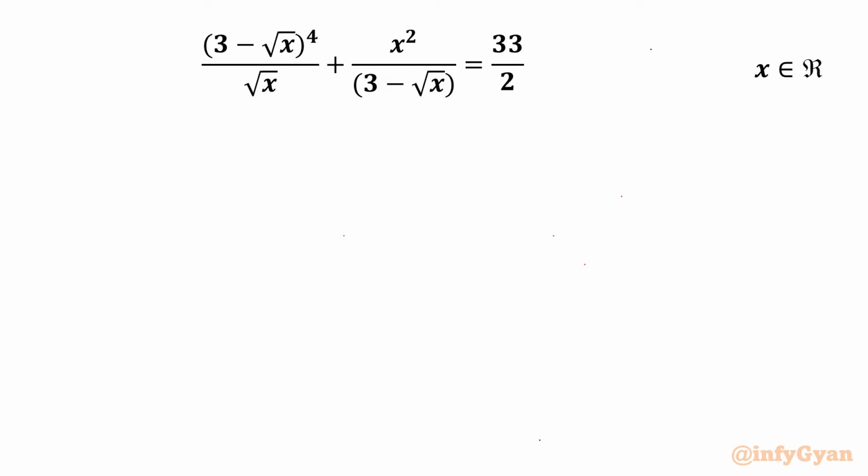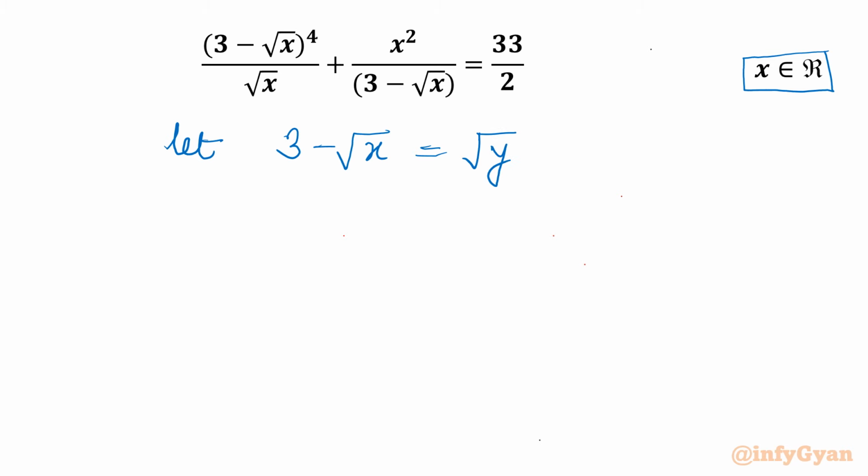In today's video, we'll be solving another challenging question from rational equations. The given equation is (3 minus square root x) to the power 4 over square root x plus x square over (3 minus square root x) equal to 33 over 2. We have to find all real solutions. So let's get started by writing our substitution straight away. Let 3 minus root x is equal to square root of y.